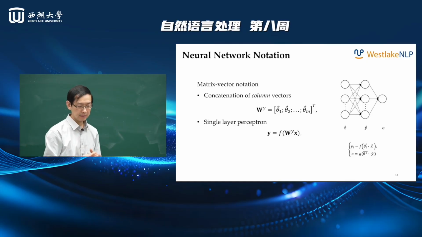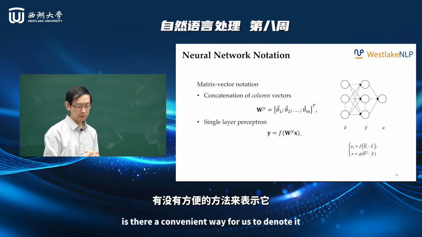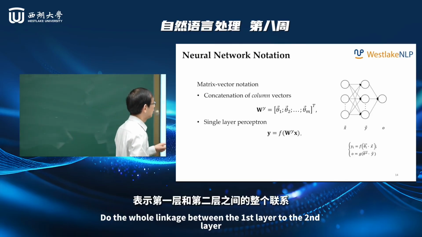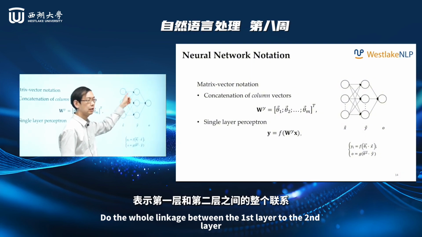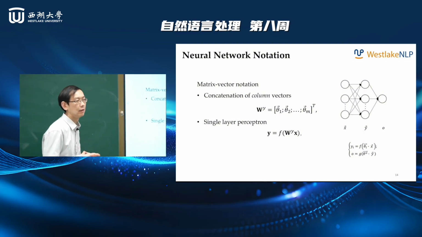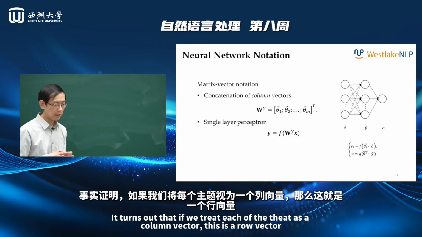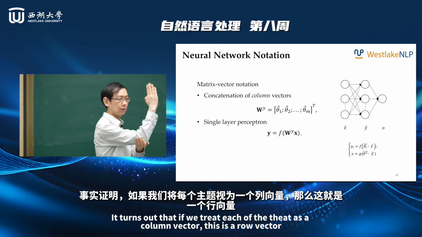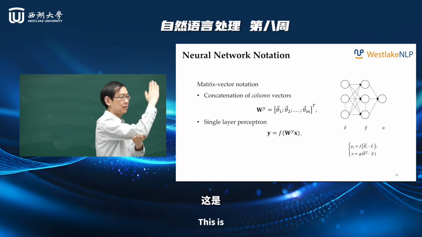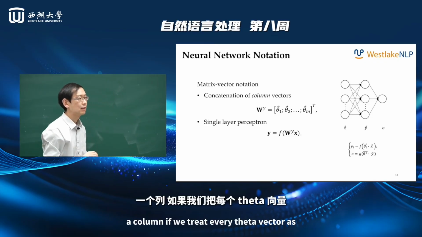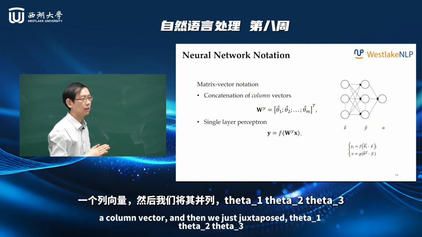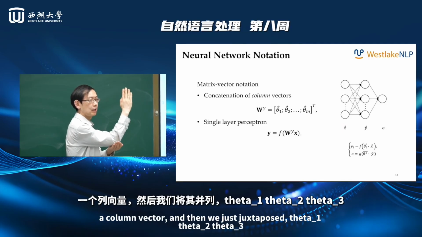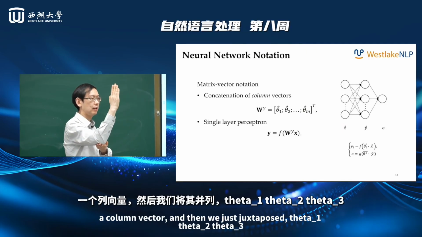So is there a convenient way for us to denote the whole linkage between the first layer and the second layer? It turns out that if we treat each theta as a column vector, okay? This is a row vector, this is a column vector. So if we treat every theta as a column vector, and we just juxtapose them, theta 1, theta 2, theta 3, right?